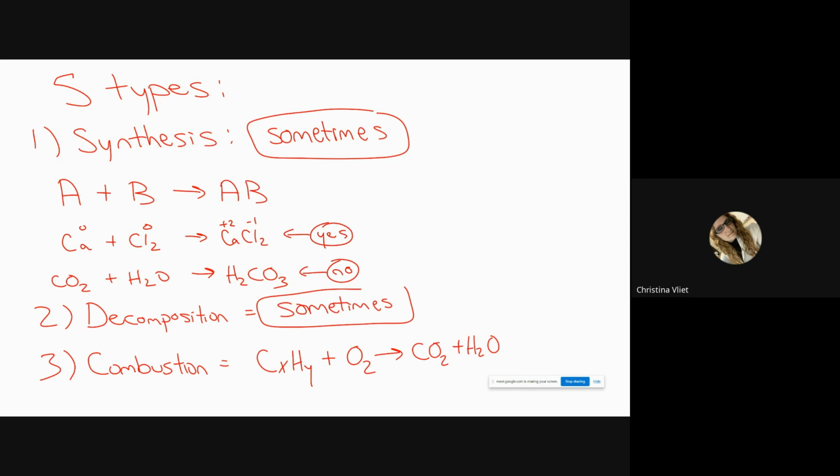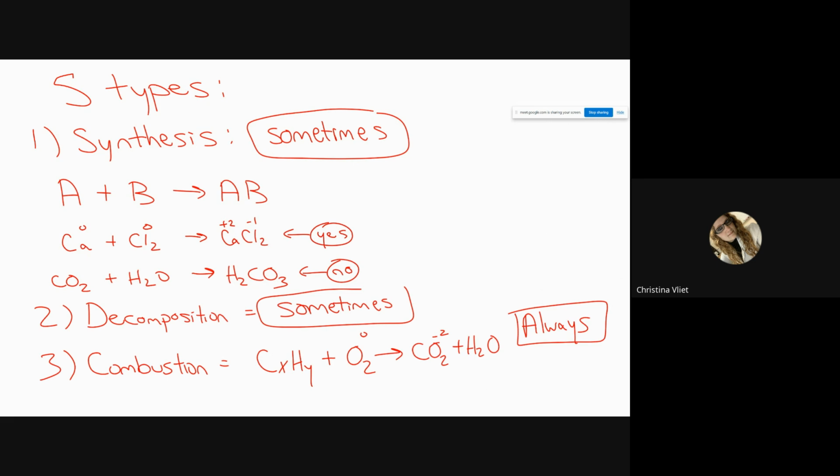Because no matter what, you're going to have this oxygen going from 0 to -2. Always. So with combustion, you don't necessarily have to do the math to figure out whether it's redox or not, if you know your types of reactions. So this is always. Combustions are always redox. There's always a transfer of electrons happening. All right, good so far?